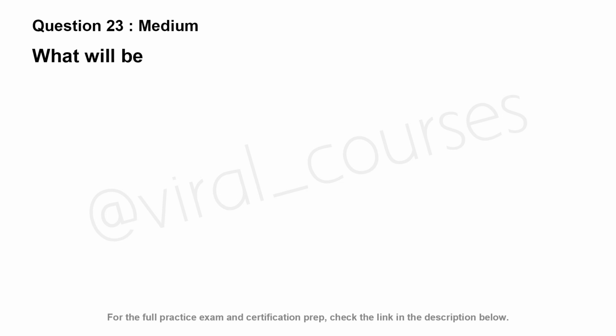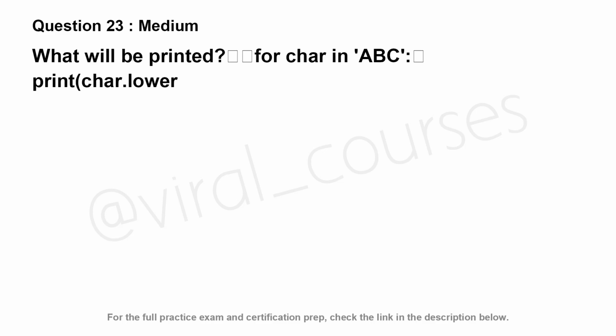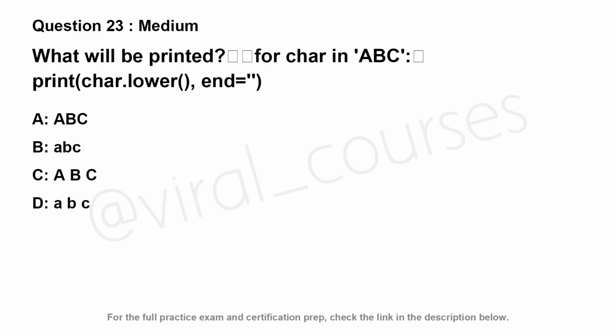What will be printed? for char in 'ABC': print(char.lower(), end=''). Option A, ABC. Option B, abc. Option C, Abc. Option D, a b c.